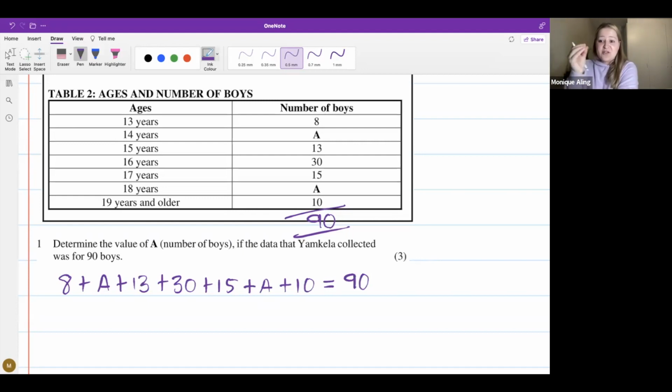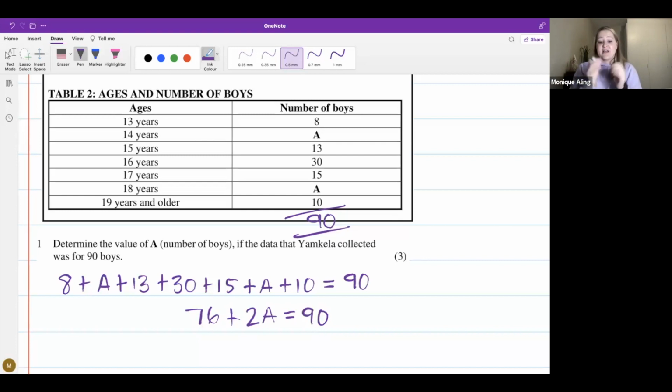Okay, so now I'm just going to make this a lot easier to work with. I'm going to add all those numbers up. When I add those numbers up, I get 76. And I get 2 A's left over. So I'm just going to make it 2A, which is equal to 90. Okay, which works in line with what Kagiso said.